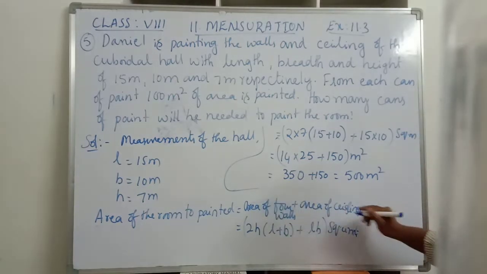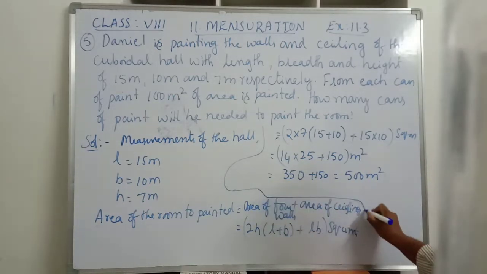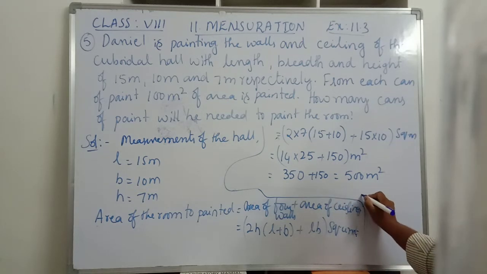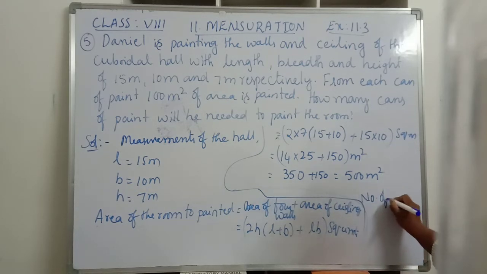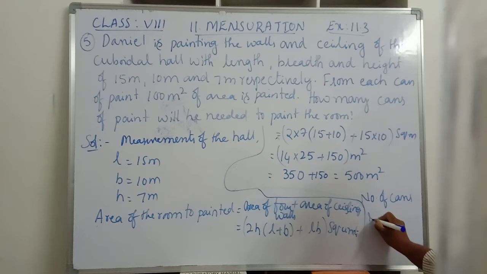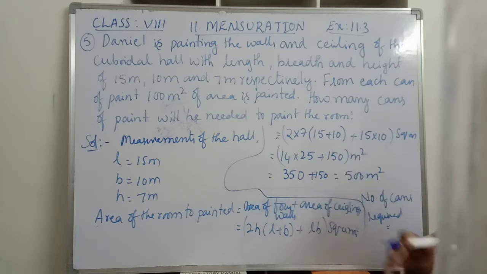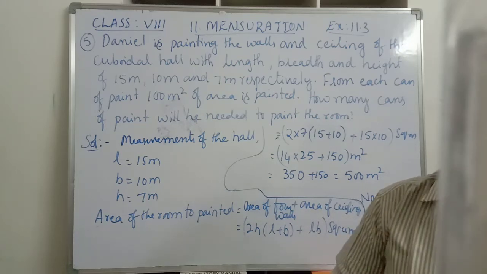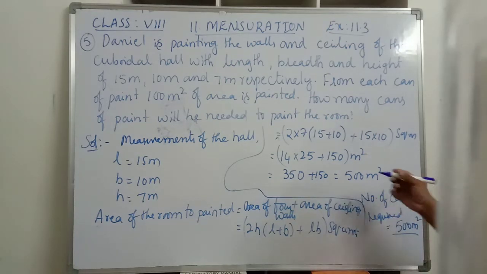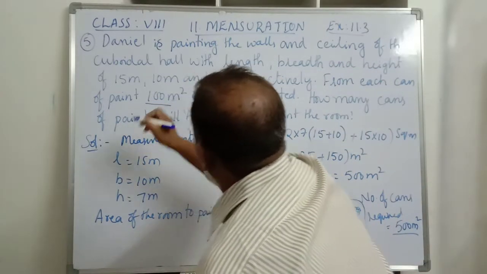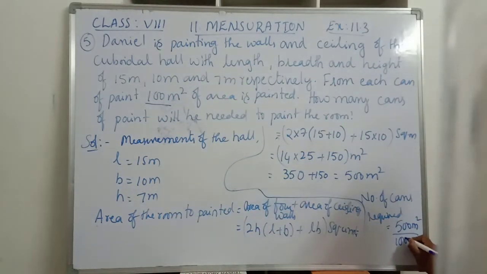100 meter square. For 100 meter square, one can is used. So now the number of cans required is equal to the area of the hall which is to be painted, that is 500 meter square, divided by the area of the hall which can be painted using one can, that is 100 meter square. Meter square gets cancelled.